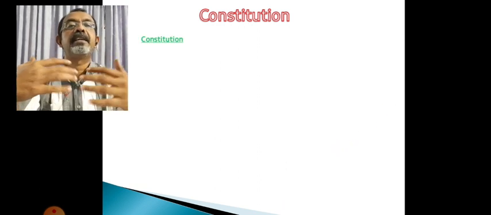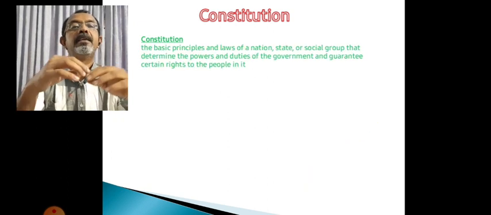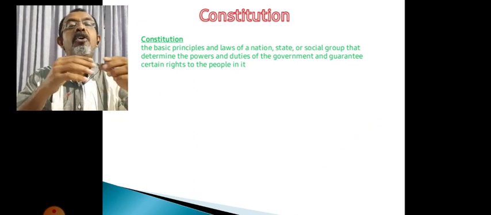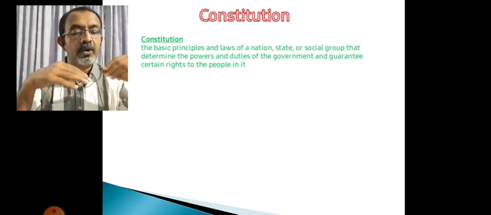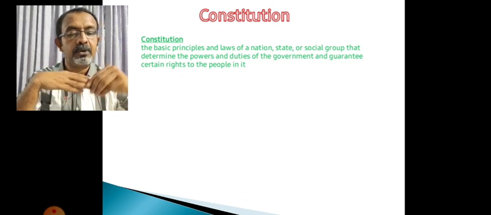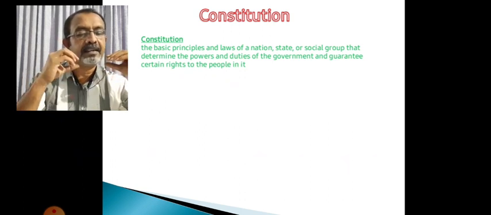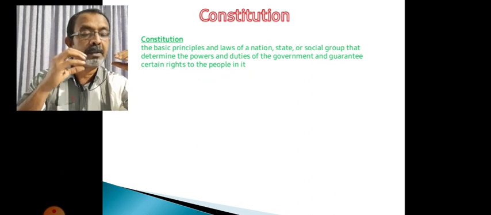Okay, children, we said what is constitution in a simple sentence. Now, let us see a little bit more in detail how we can define constitution. Constitution is the basic principles and laws of a nation or state or a social group that determines the powers and duties of the government and guarantees certain rights to the people in it.